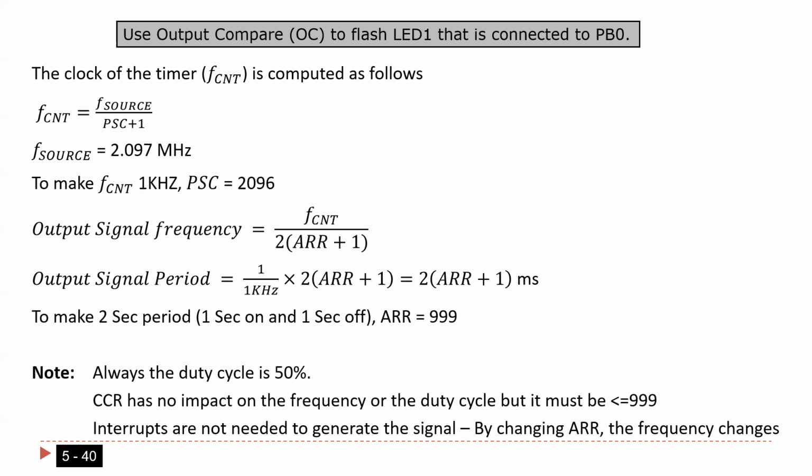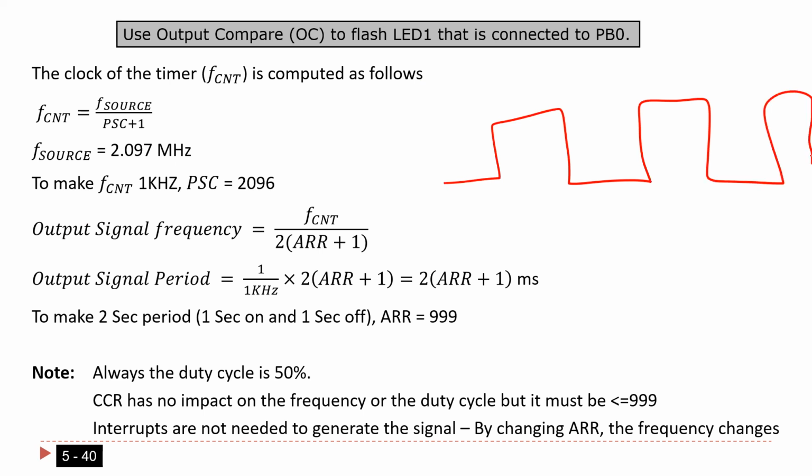So let's start with the first program here. In this first program, guys, I want to generate a square wave this way. From here to here, it is 1 second. From here to here, it is 1 second. And this one is connected to PB0. You remember PB0 has an LED. So this way, you can do flashing, turning on and off.